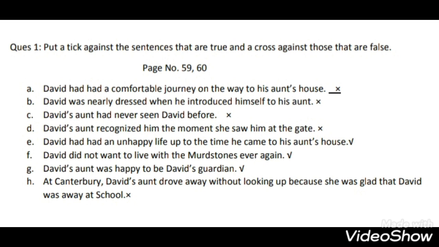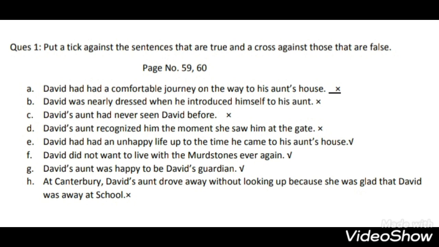Now come to page 60. B. David was neatly dressed when he introduced himself to his aunt. This statement is wrong. No, his clothes were dirty that time, students. C. David's aunt had never seen David before. Well, this is also wrong. She came there when David was born.